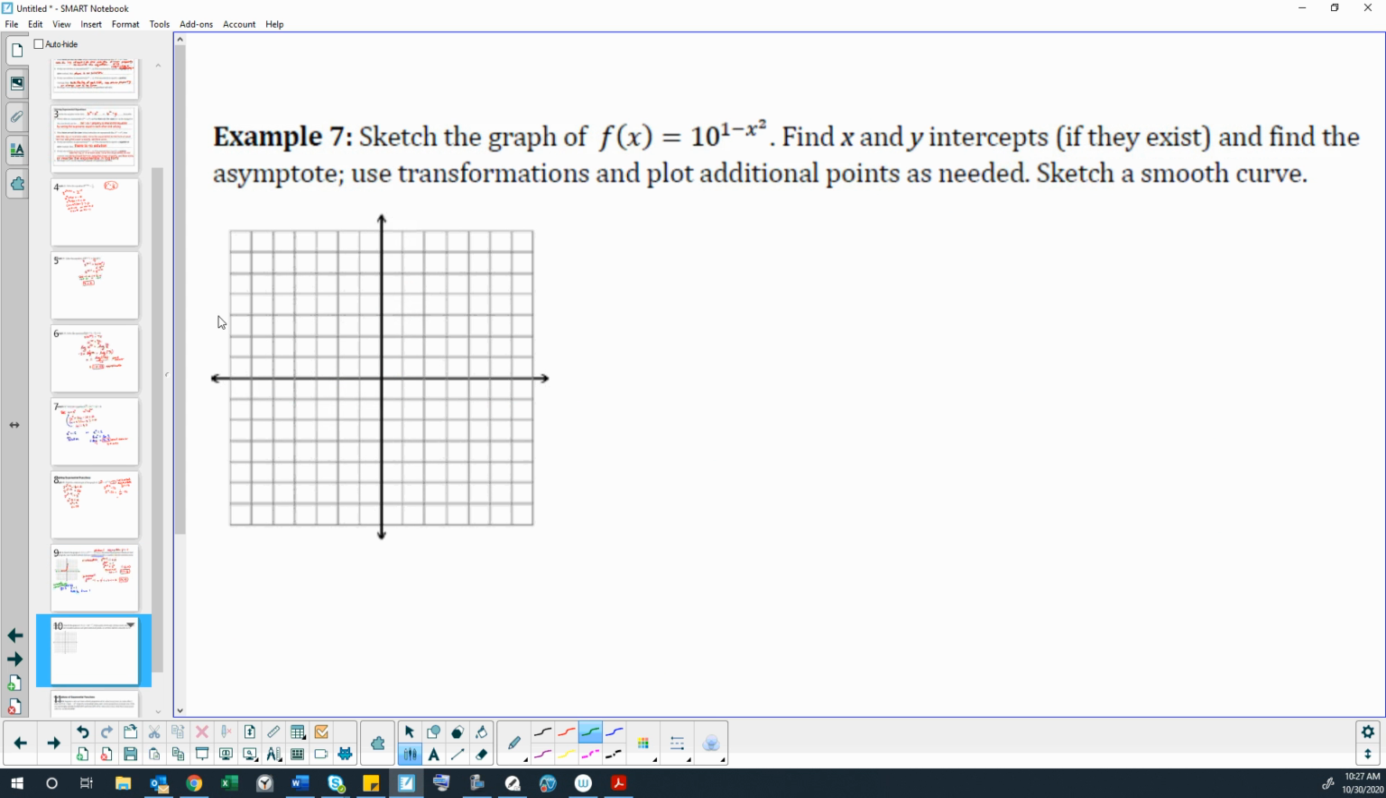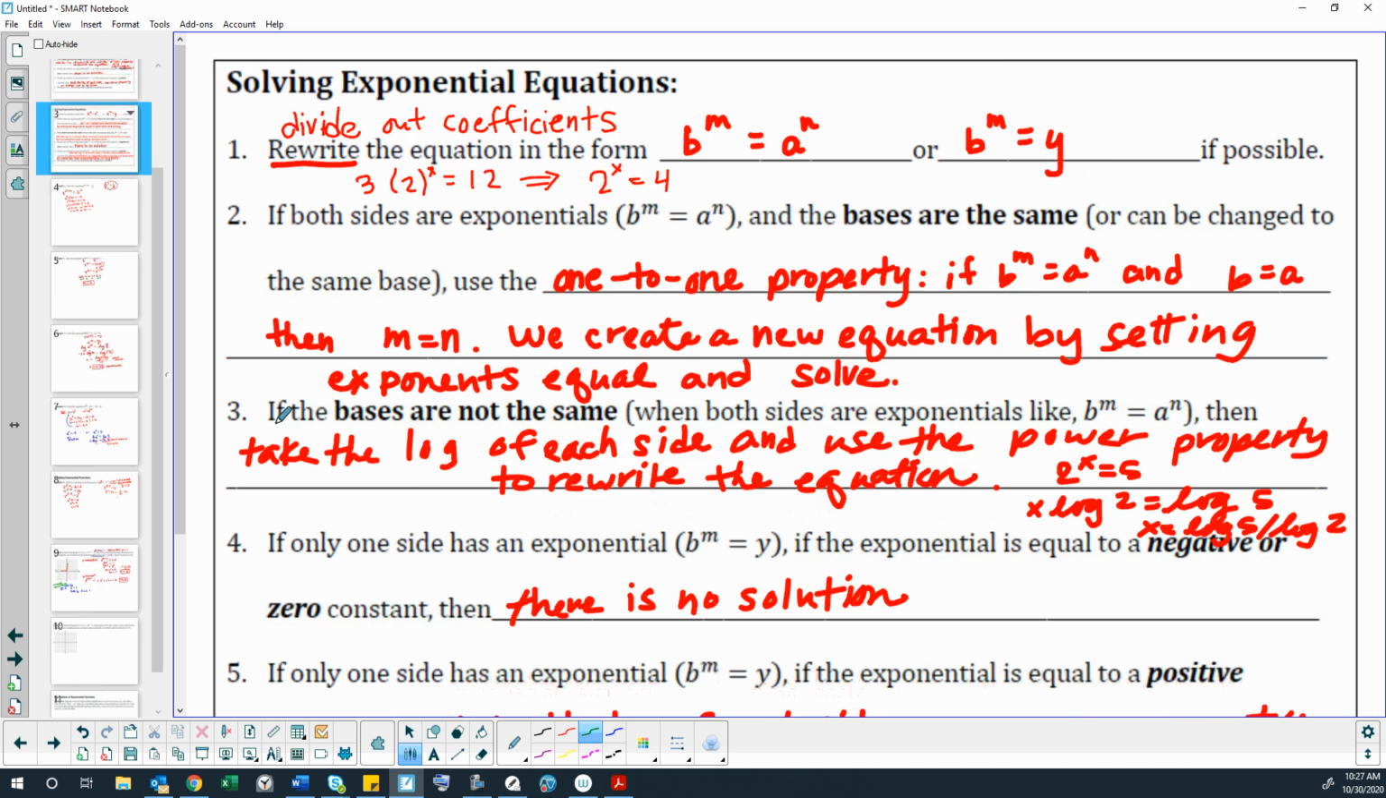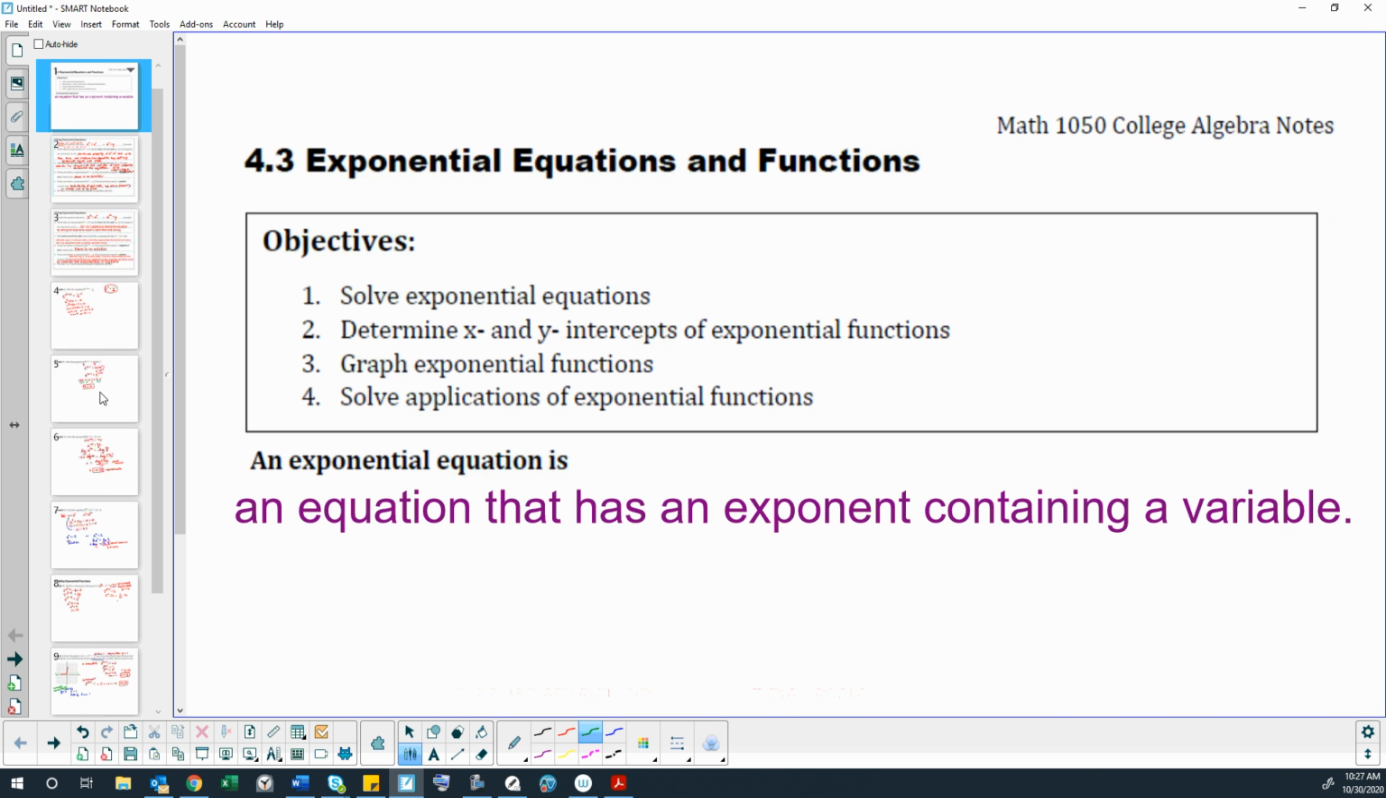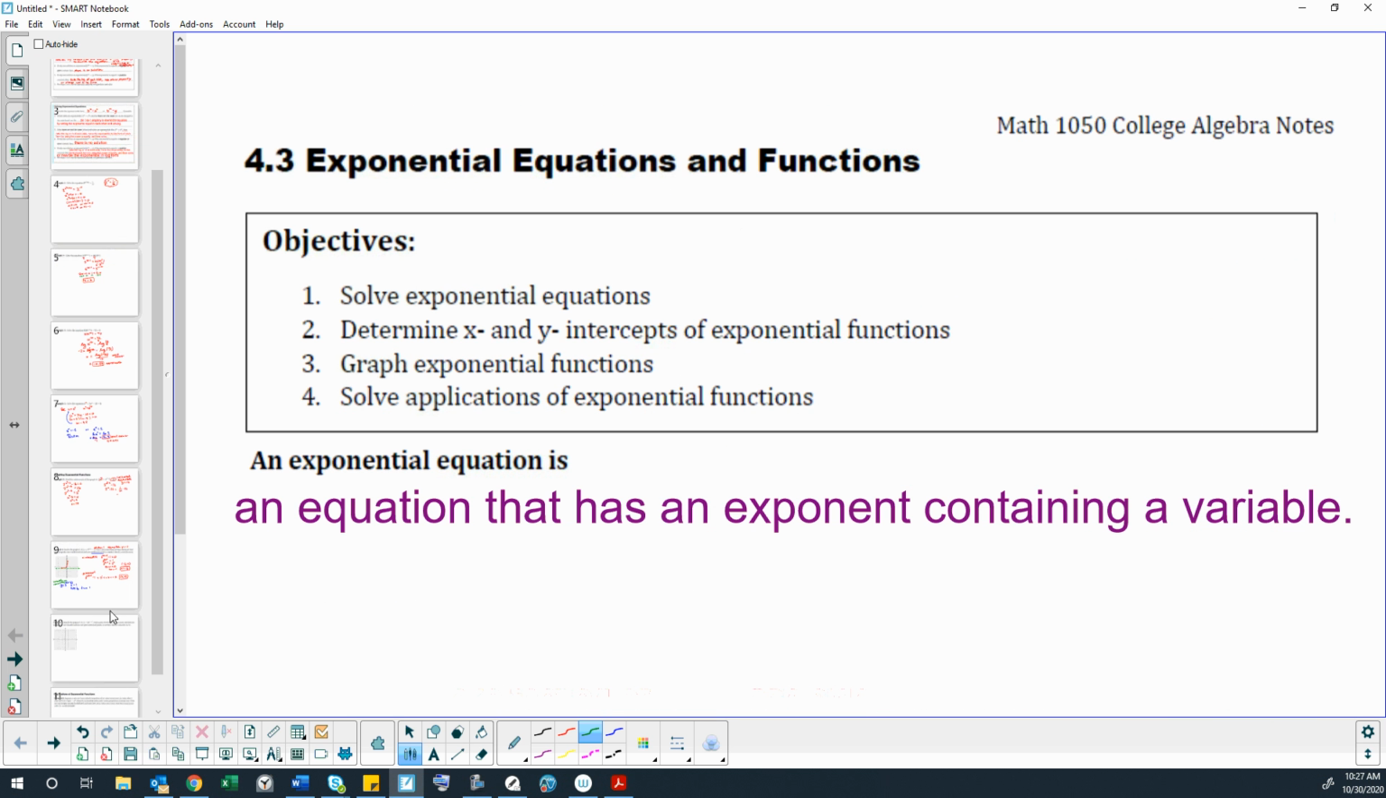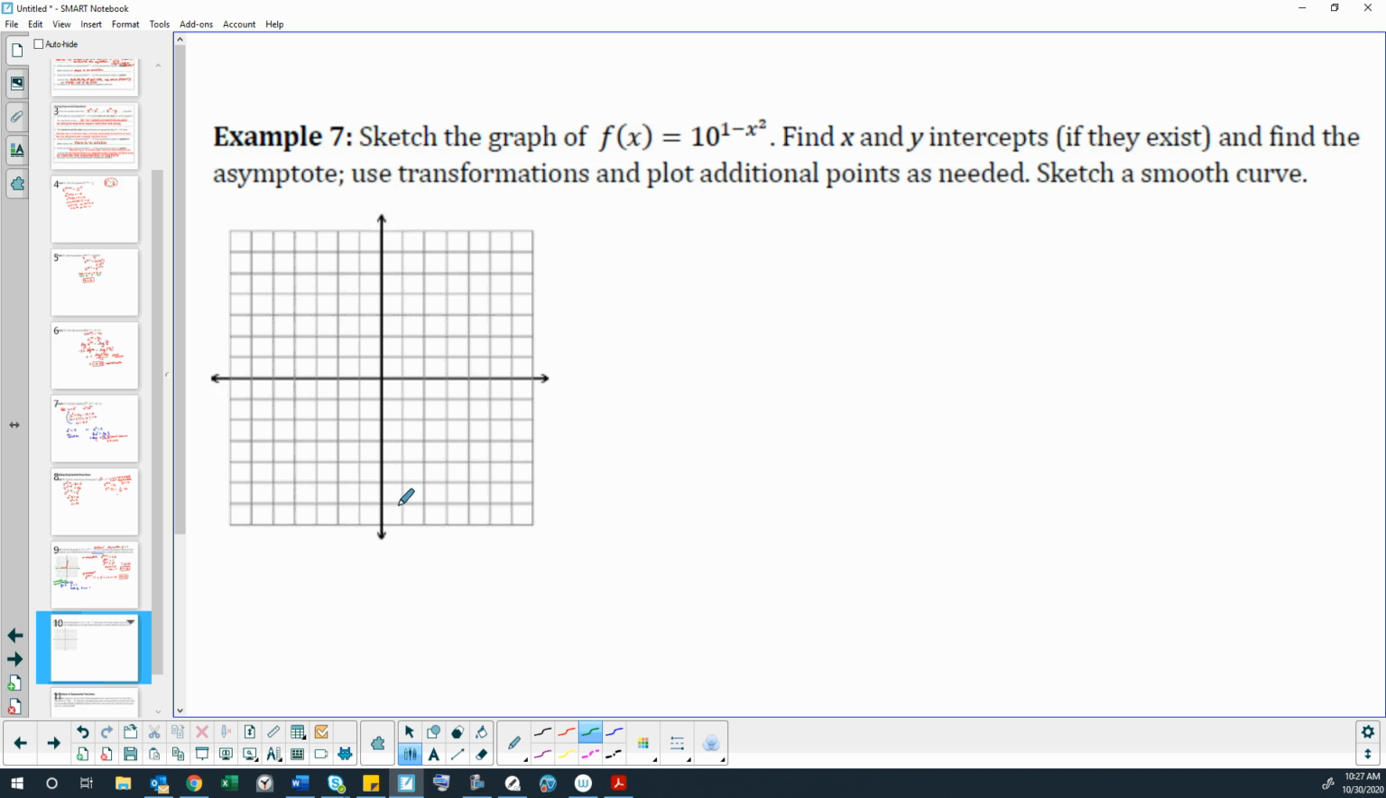All right, we have one more graph to look at. I don't know what my computer is doing. Back to where I was. There we are.